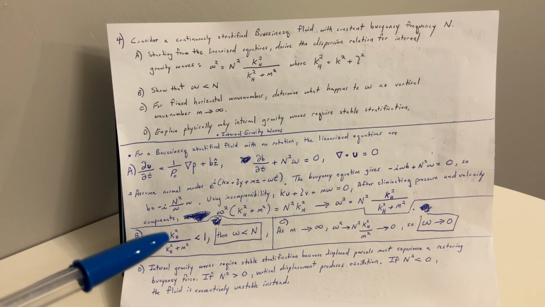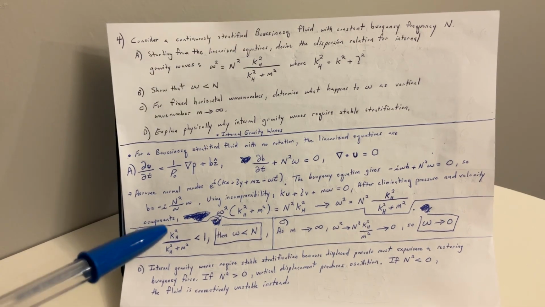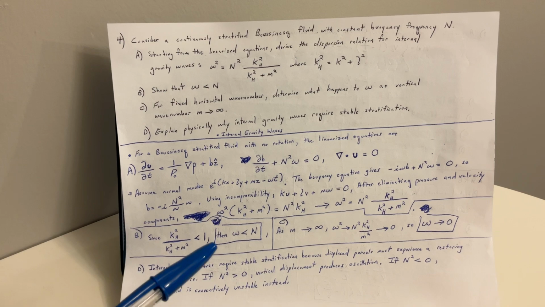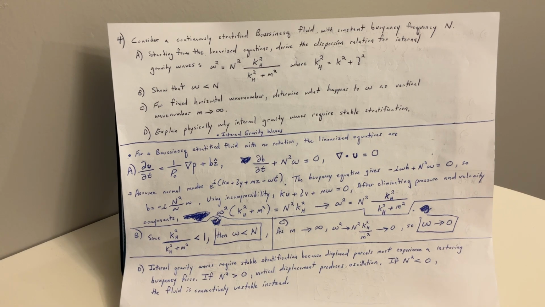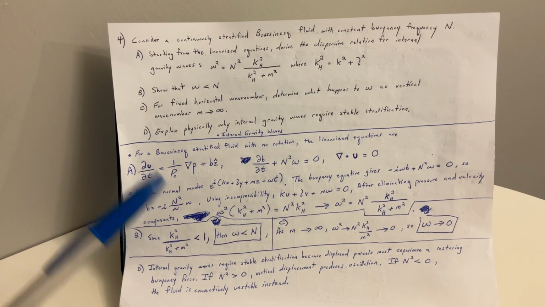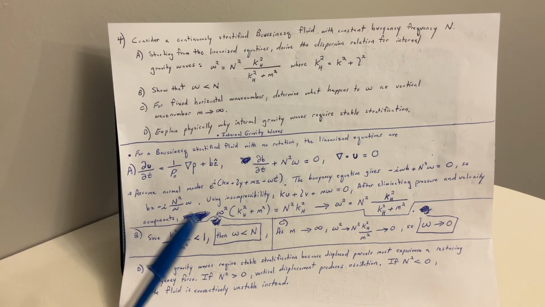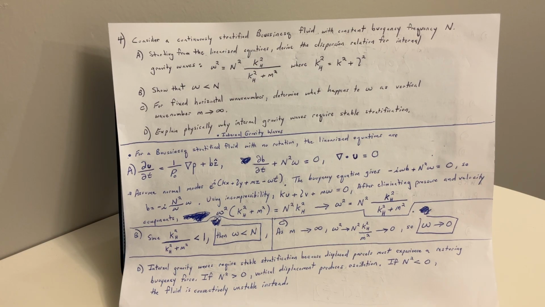Well, since that expression here, k sub h squared over k sub h squared plus m squared, is less than 1, then automatically our omega is less than n. I could have added some to that, but this is just a walkthrough, a quick overview of a practice exam. So for C, for fixed horizontal wave number, determine what happens to omega as vertical wave number m approaches infinity. As m approaches infinity, omega squared approaches n squared k sub h squared over m squared, which approaches 0. So omega approaches 0.